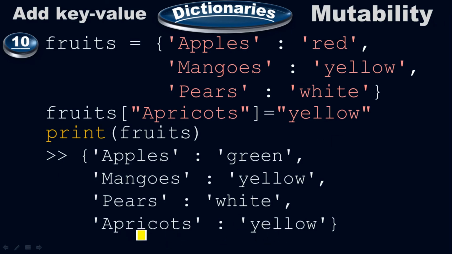So this is the key, this is the value. I hope you understand now what mutability is. Mutability would simply mean changes in a dictionary. That changing process is called the mutability process.